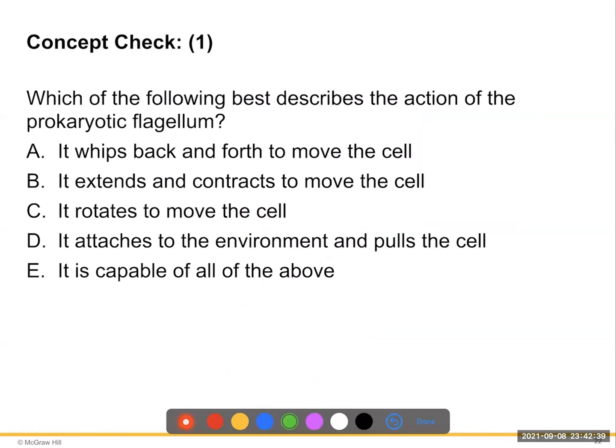So which of the following best describes the actions of the prokaryotic flagellum? So this is the flagellum, and your prokaryote means your bacteria without nucleus. It whips back and forth to move the cell. It extends and contracts to move the cell. It rotates to move the cell. It attaches to the environment and pulls the cell. It is capable of all the above, right? We talked about all that. It can do all those things. So that's your prokaryotic flagellum.